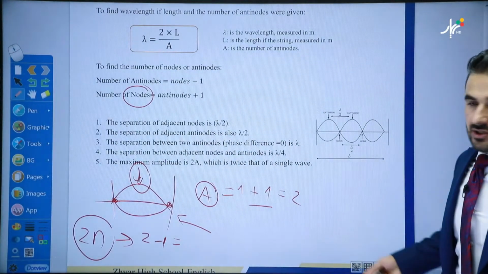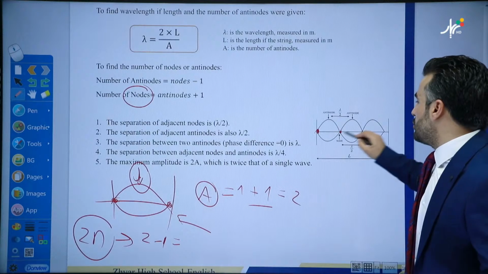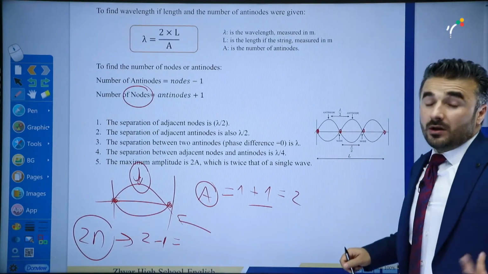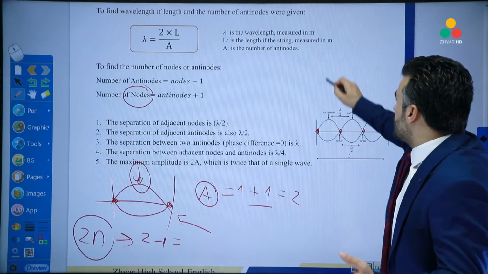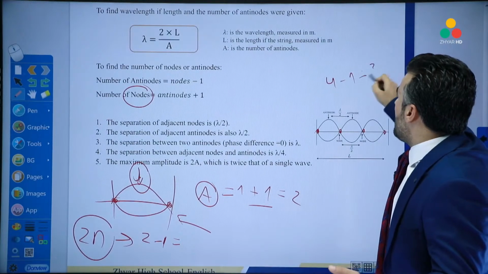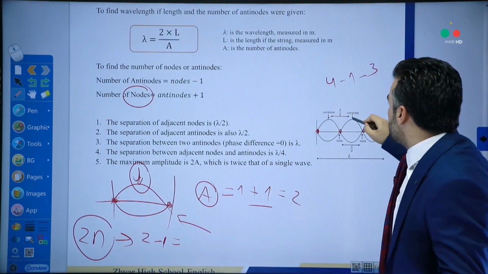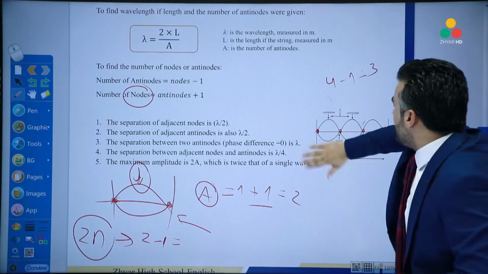Or take a look at this one. How many nodes and antinodes do we have? 1 node, 2, 3, and 4, yeah? If I want to find the number of antinodes, I'll just say 4 minus 1. So I must have 3 antinodes. So let's count. 1, 2, 3, yeah? That is one way, yeah?